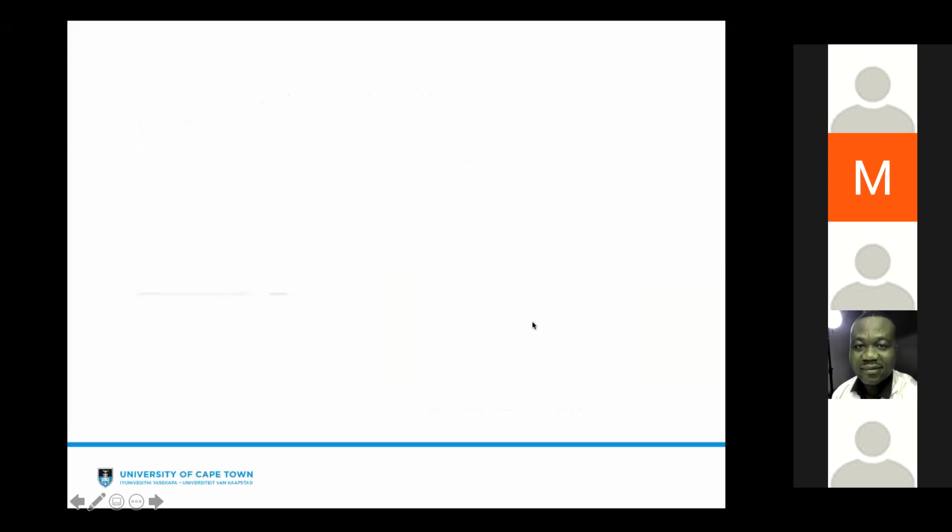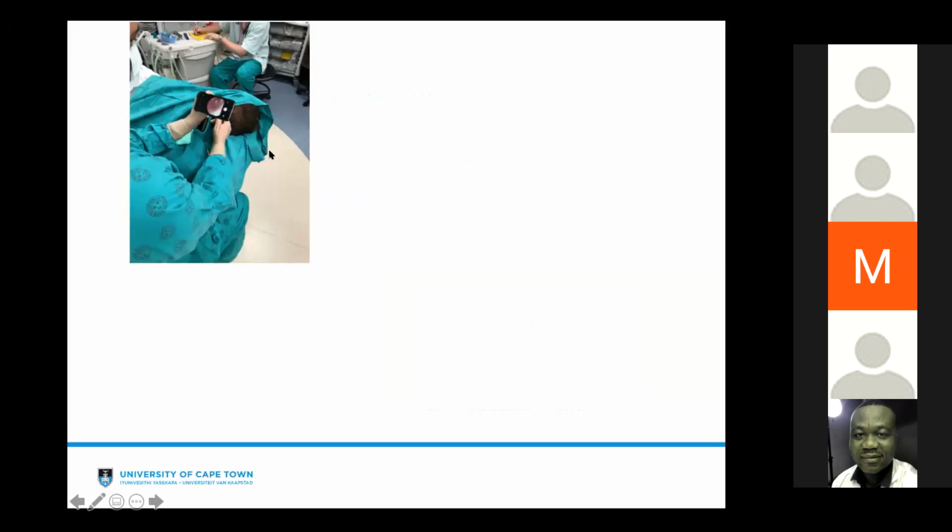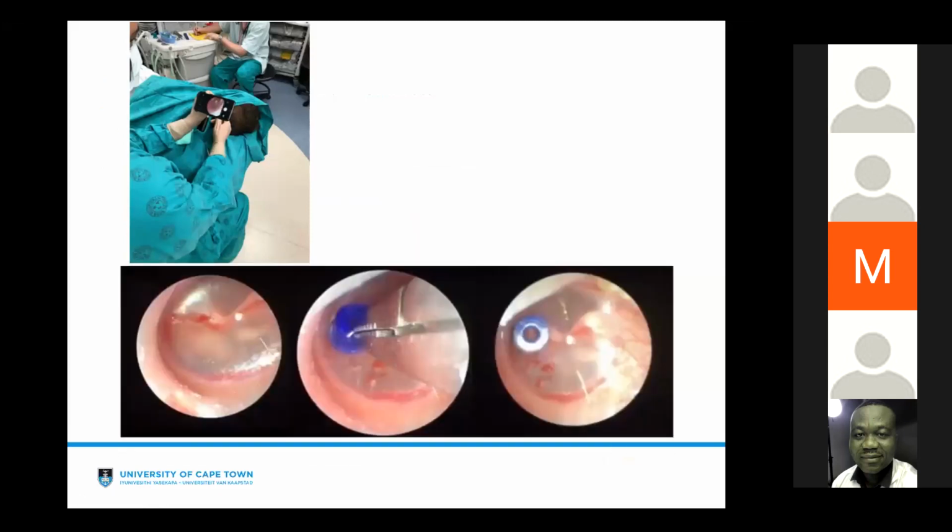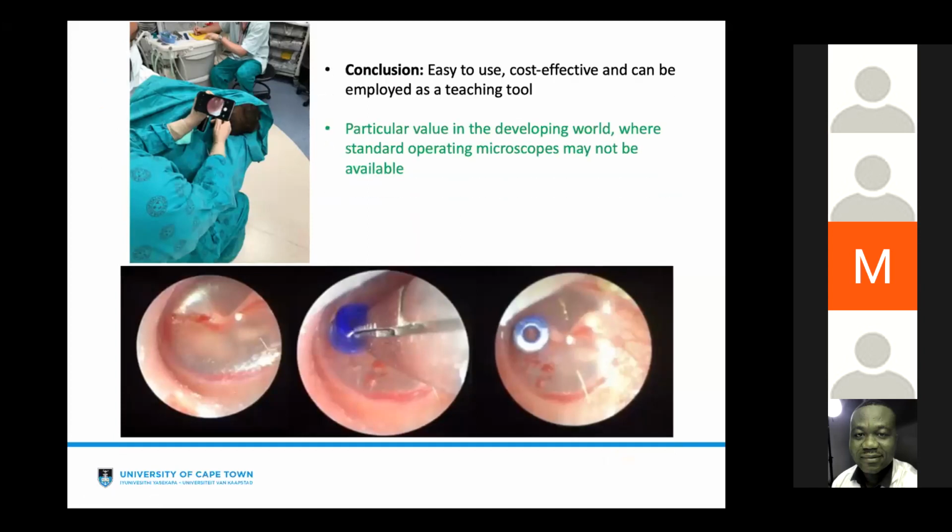And in this study, as you can see here, that is being used to place grommets. And this was successfully done with no complications. The conclusion of this study was that configurations or equipment like this are easy to use, cost effective, and can be employed as a teaching tool as well. It has particular value in the context that some of us come from in the developing world, where standard operating microscopes may not be available, or may be too costly to integrate in a unit.